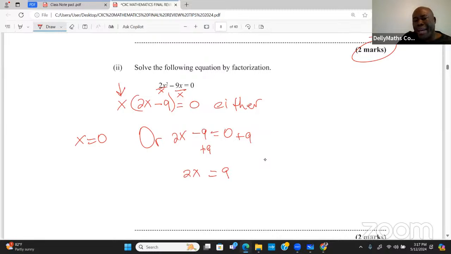I'm almost there. My intention is to isolate the x. So I'm going to divide both sides by 2. And then let's take a look. x is equal to 9 over 2. All right, so definitely those are my responses.